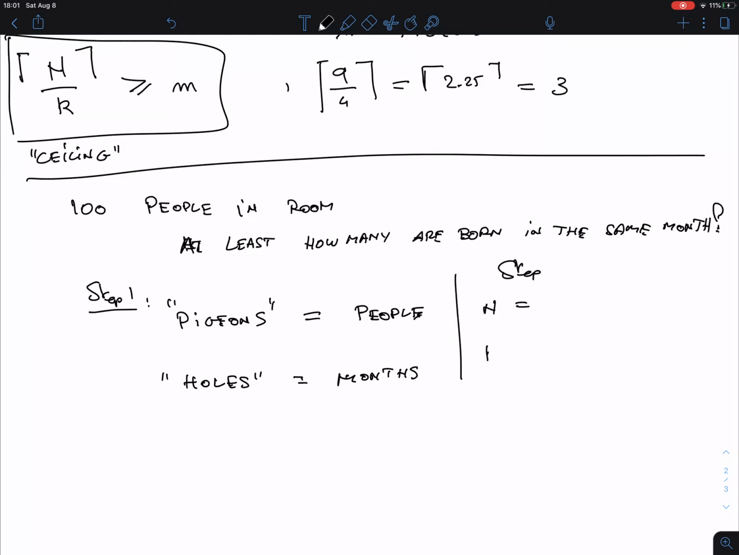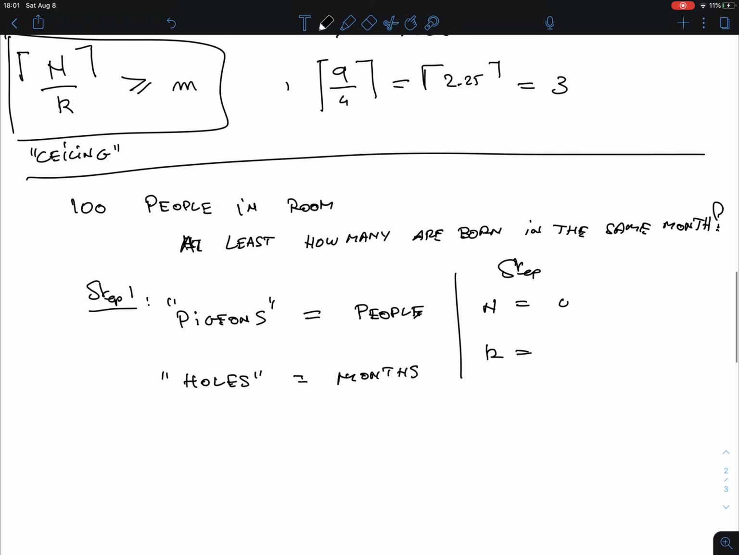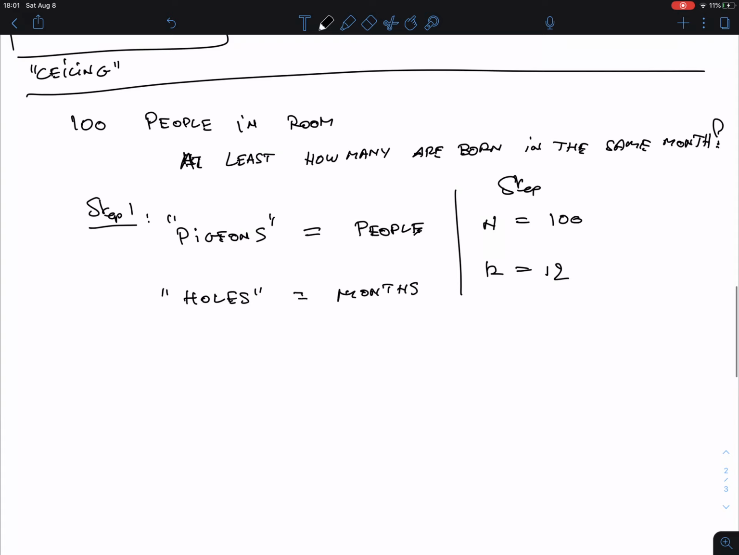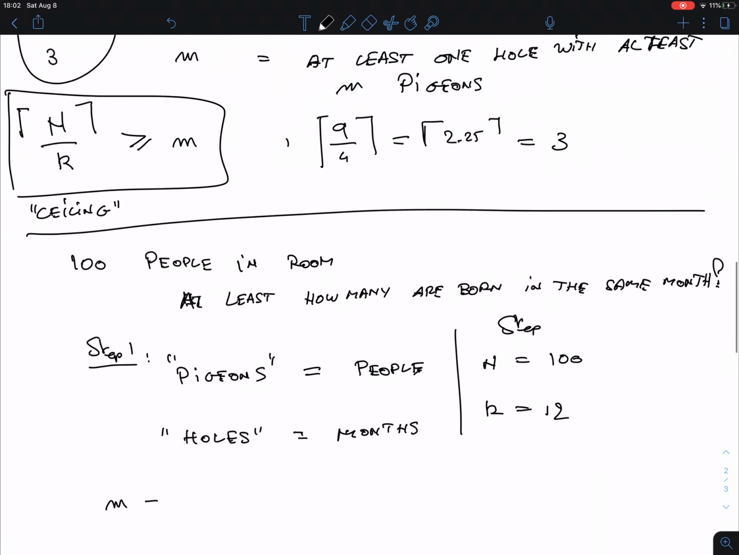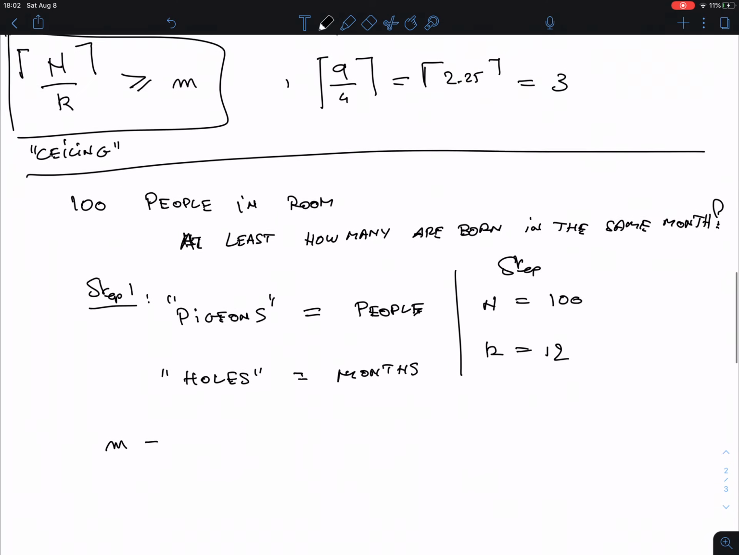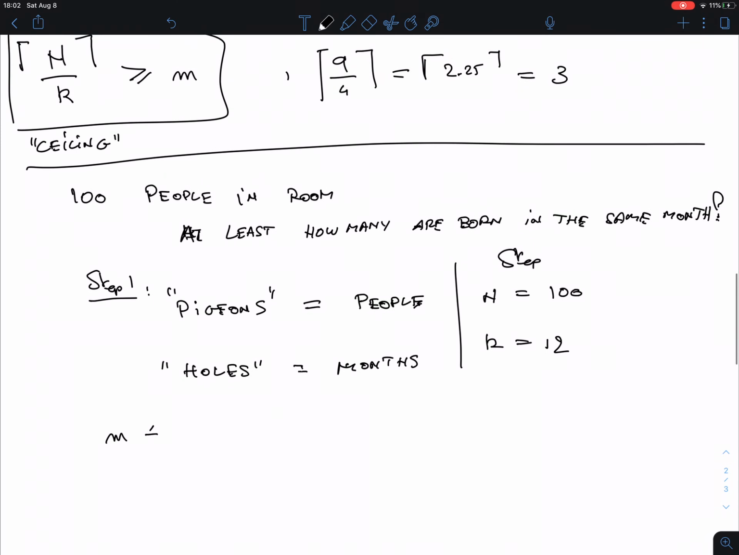Step two is, well, what are the numbers? Remember, n and k. How many people are there? There are 100 people, that is given. And how many months are there? Well, we all know there are 12 months in the year. Okay. So now we have to calculate the following number. Where is my formula here? Here's my formula.